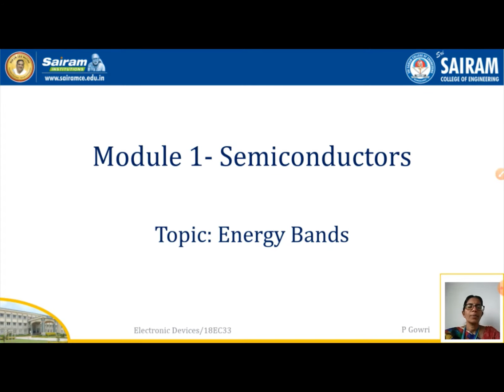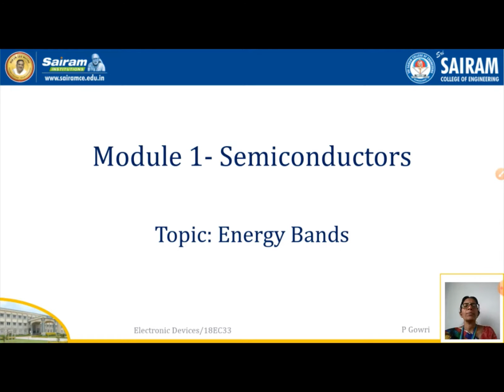So in the first video, we discussed what is meant by atomic bonding and the various types of atomic bonding, like covalent, metallic and ionic bonding. Here we will be discussing what is meant by energy band. When isolated atoms are brought together to form a solid, various interactions occur, as we discussed in the previous video.